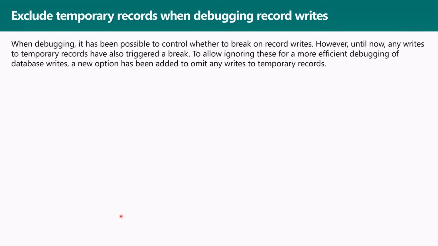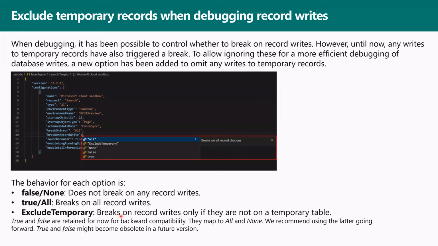Another option related to debugging is the possibility to exclude temporary records when debugging record writes. Until now, if you write to a temporary record while you are debugging, writing to temporary records triggers a break. And if you don't want this, because you are debugging database writes, you can now specify the parameter called break on record write.